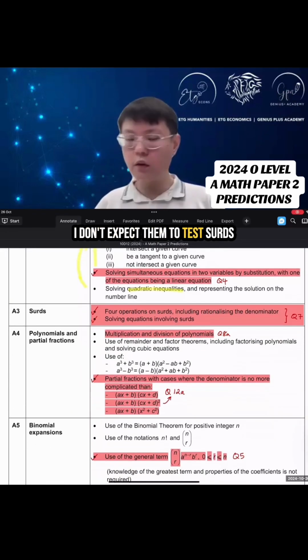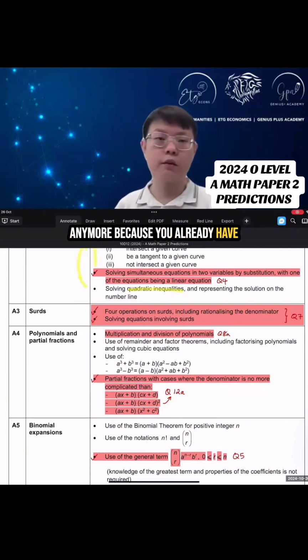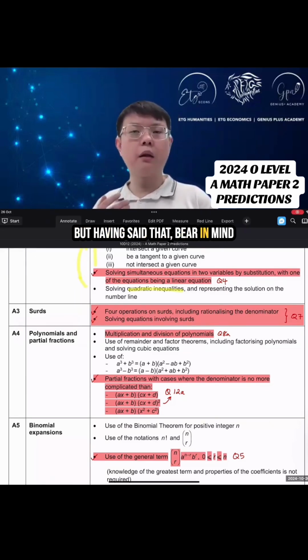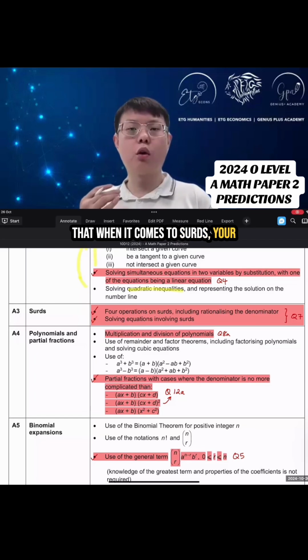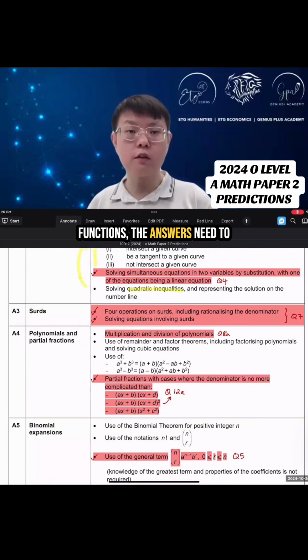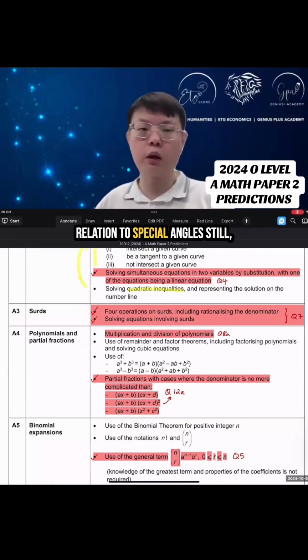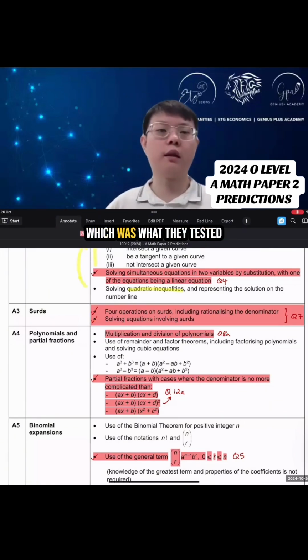I don't expect them to test surds anymore because you already have a 7-mark question on surds. But having said that, bear in mind that when it comes to surds, your special angles in your trigonometric functions need to have the answers expressed in terms of surds. So they can still test you on surds in relation to special angles, which was what they tested for the past 2 years anyway.